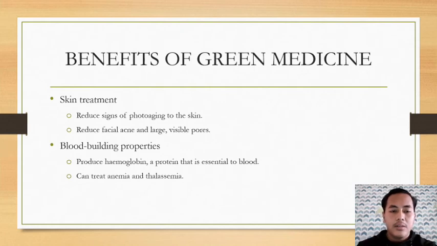Next, the benefit of green medicine is blood building properties. This is because green medicine produces hemoglobin, a protein that is essential to the blood. These properties can treat anemia and thalassemia.